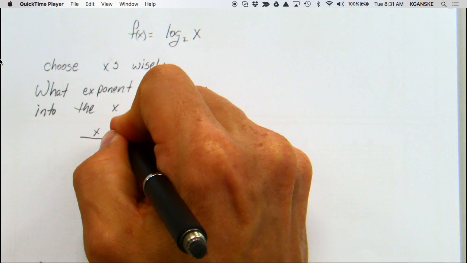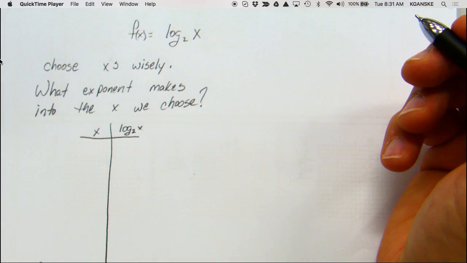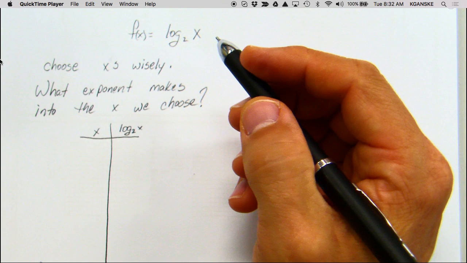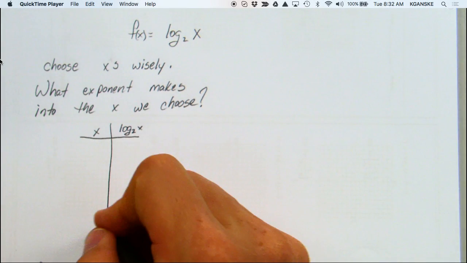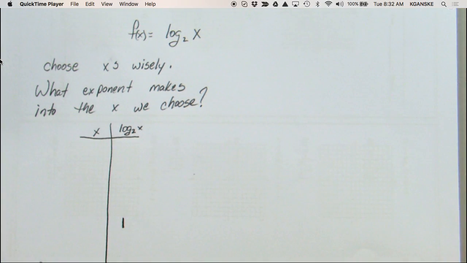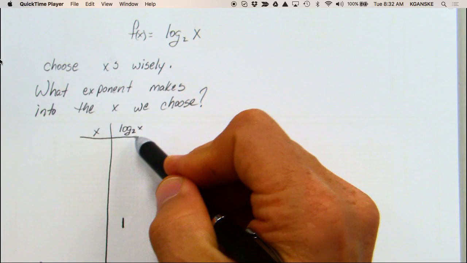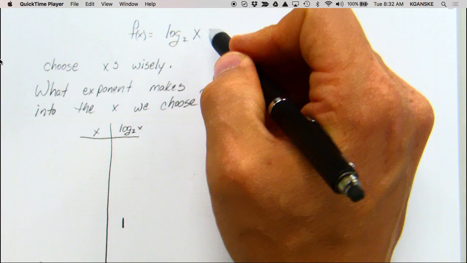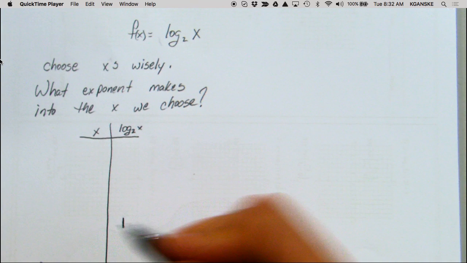And on this side, we want the value for log base 2 of x, just like we've been kind of hammering on, right? Because this is our f of x piece. So what's a nice one? Let's start with an easy one. Let's choose 1 for our log. Okay? These are the actual values of this. This is f of x. So if I'm going to make this whole value equal to 1, what x did I have to put in?